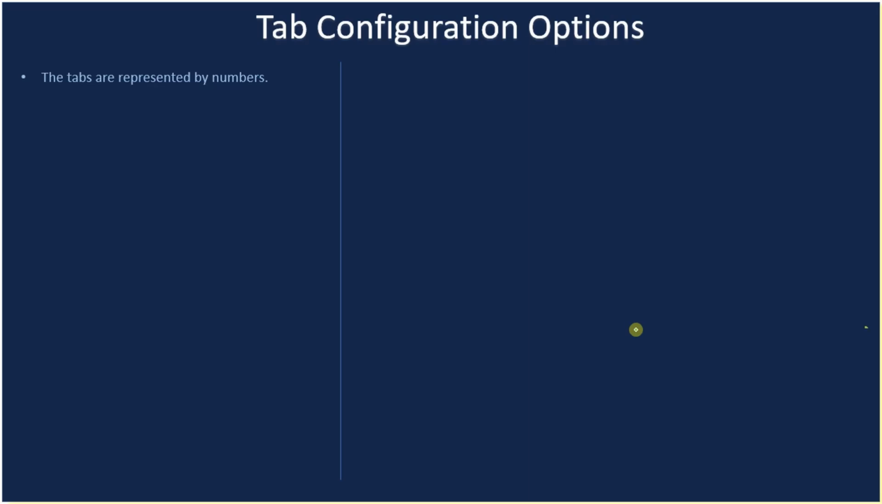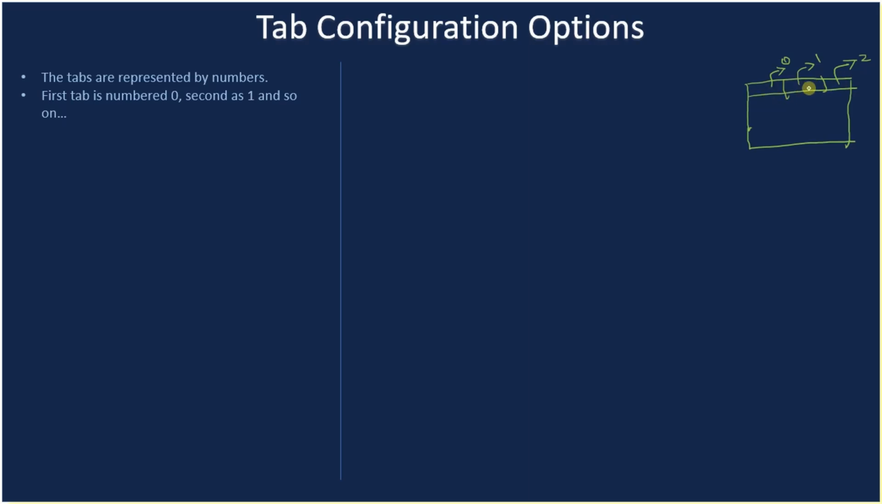The tabs are represented by numbers. First tab is numbered 0, second as 1, and so on. So if you have multiple tabs, we saw our example in the previous videos. We have 3 tabs, right? So the tabs are numbered as 0, 1, 2 based on the index, right? So based on this index number, we can access the tab.